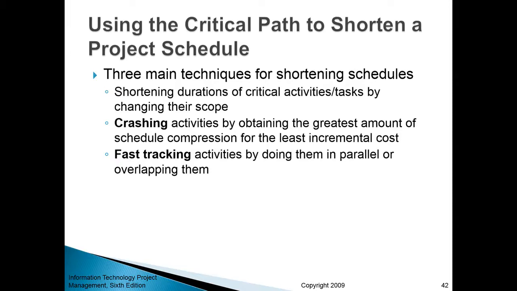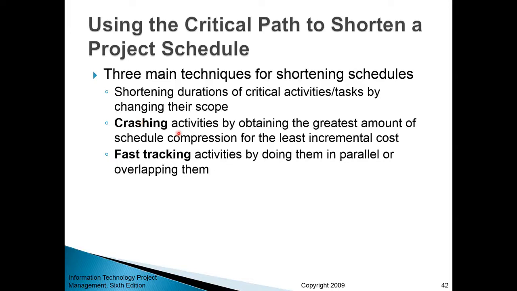Now, there are some techniques for shortening a project schedule. There are three ways, and personally, I believe that only one way is effective. First of all, shortening the durations of critical activities by changing their scope. So if you feel that you cannot do everything within the agreed upon deadline, then don't try to do everything. Just concentrate on what's important, right? So change the scope. Don't try to do a few things right and too many things wrong. Crashing activities, meaning assigning additional resources to tasks for the lowest incremental cost. In other words, you are assigning additional resources, but not to the point where it becomes too expensive.